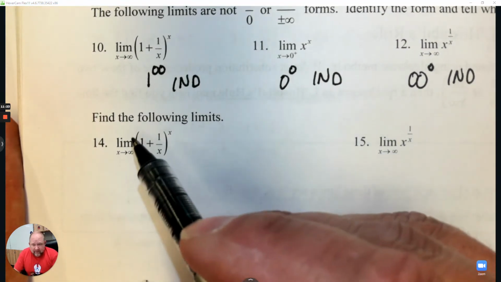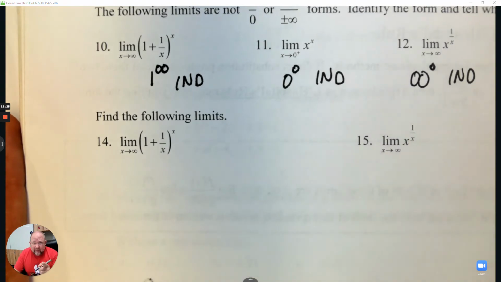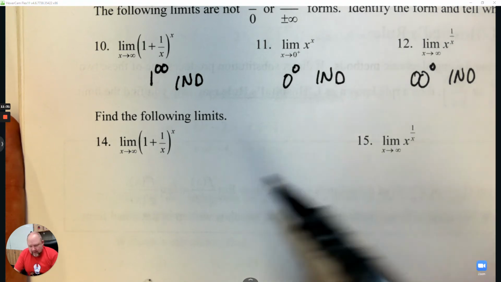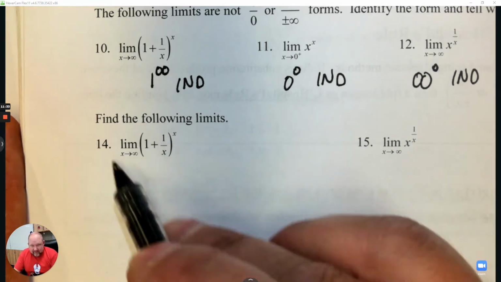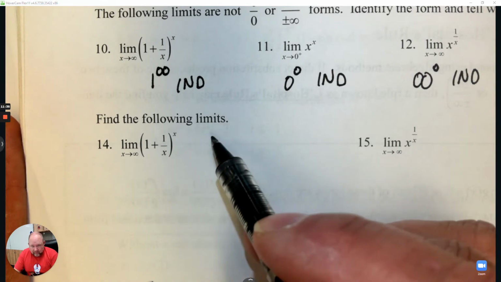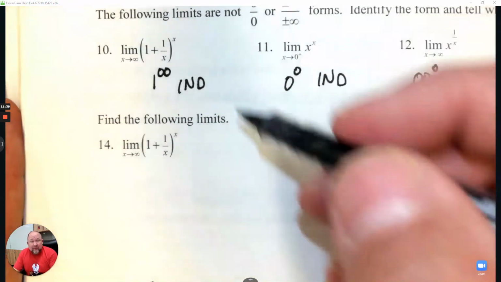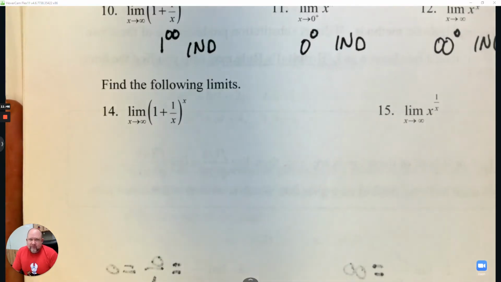Now I'm going to tell you, this right here is the calculus definition of what the number e is equal to. So in math, we know e is a number. Where does it come from? Right here. This limit is what e is equal to. So we're going to have a calculus understanding of this when we get there. I already know what the answer is. It's e. And I'm going to show you why the answer is e.